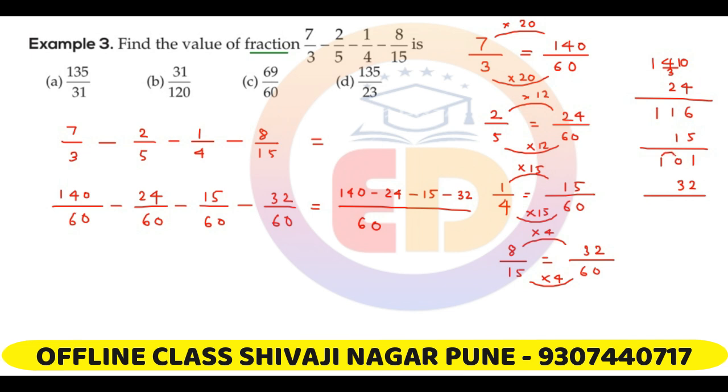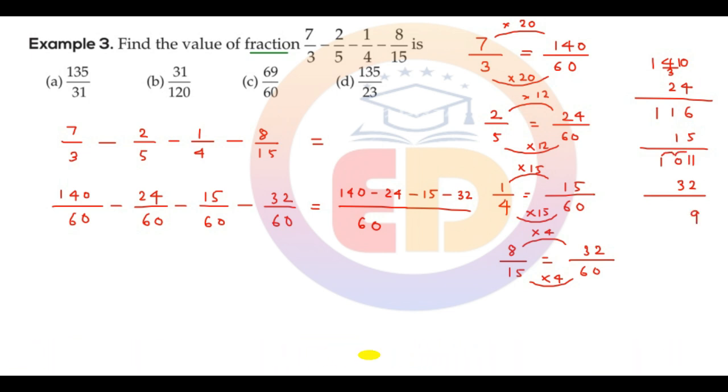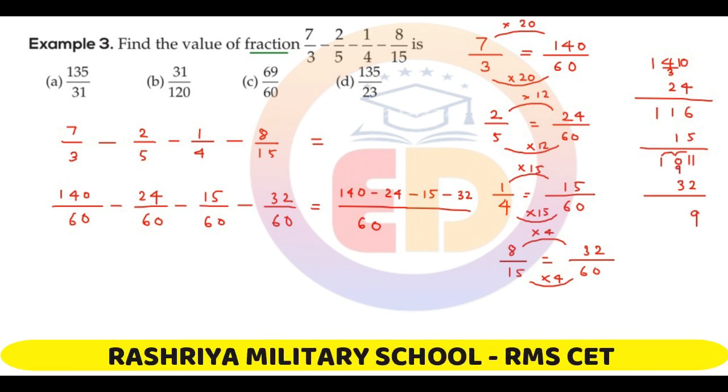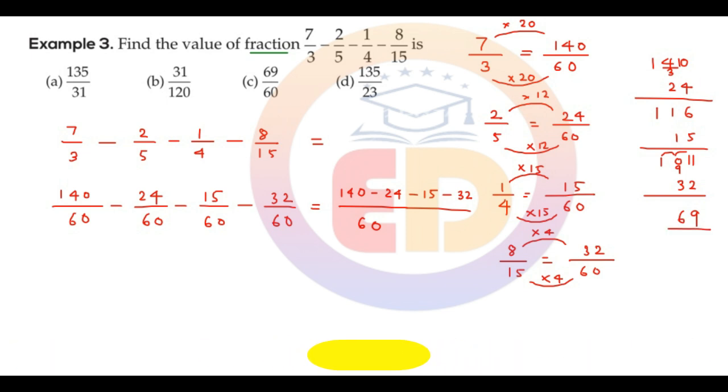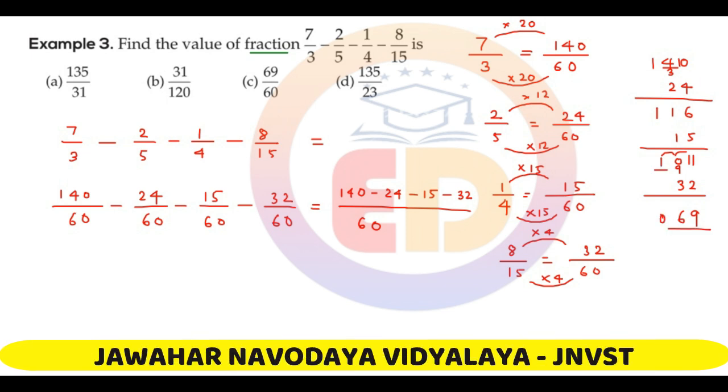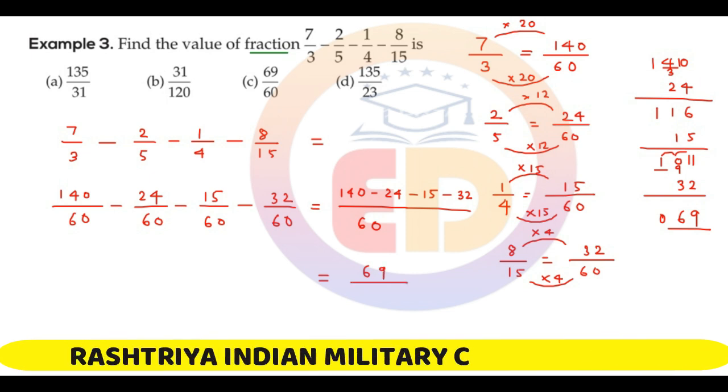This will be 11 minus 2. This is 9. This is 9 minus 3. This is 6. This one will become 0. So my numerator is 69 upon 60.